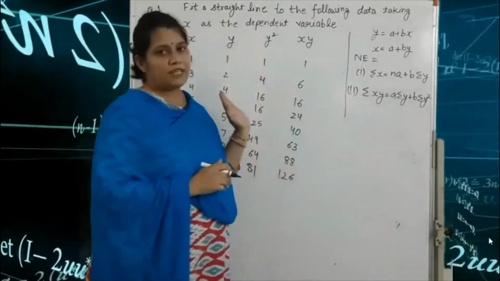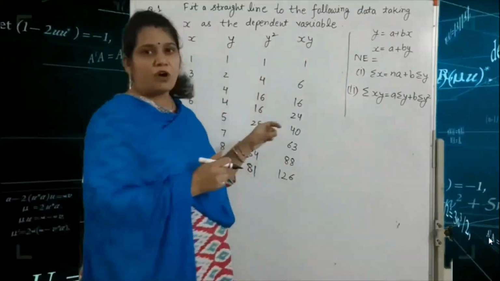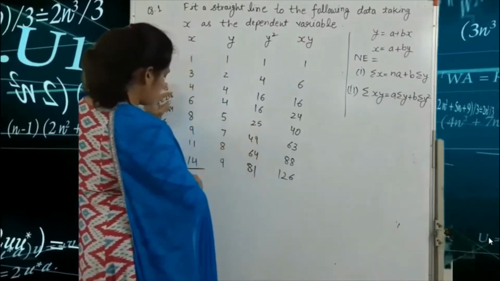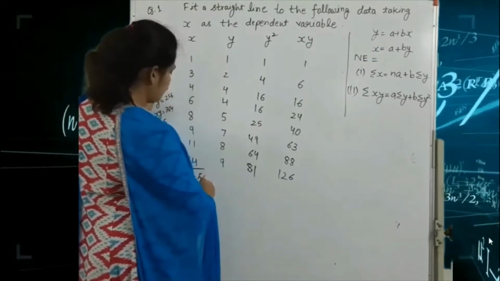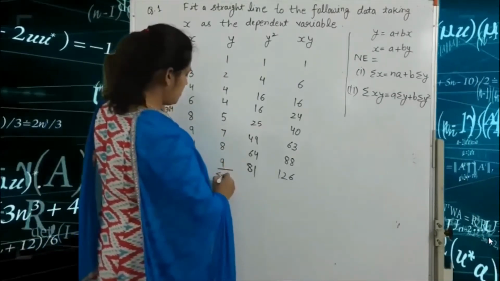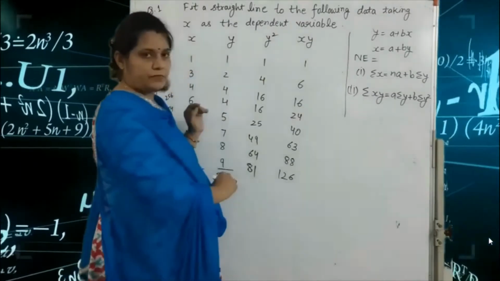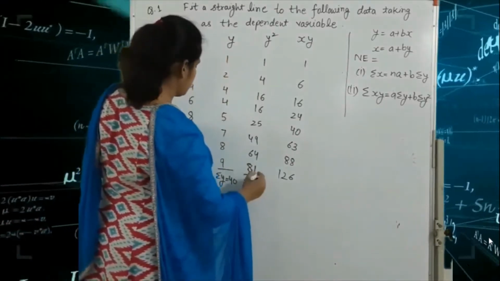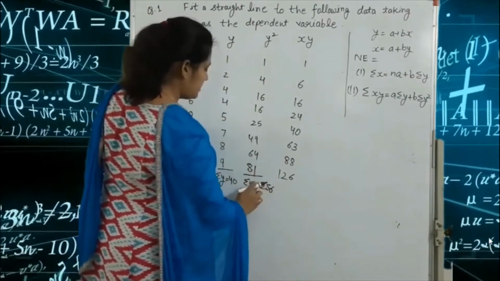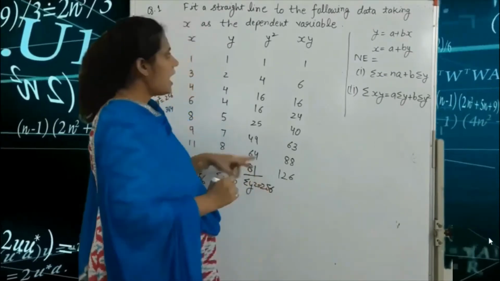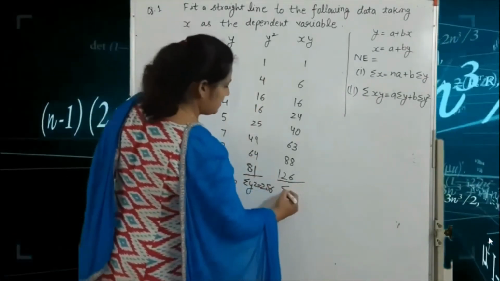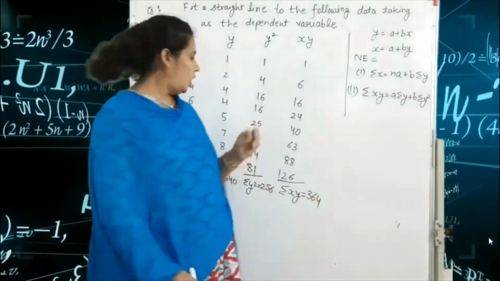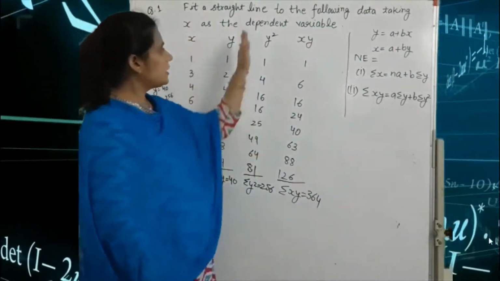So we have the values. After that we sum all the values found in each column. Summation x is equal to 56. Summation y is equal to 40. Summation y square is equal to 256. And summation xy is equal to 364. So we have all the values according to these columns.